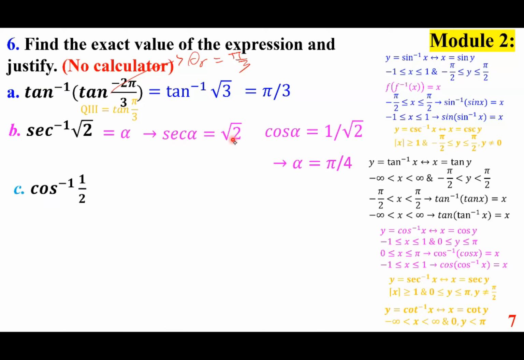Cosine inverse of 1/2, we don't know, let's say it's theta. By definition, cosine of theta becomes 1/2, and theta is pi over 3.